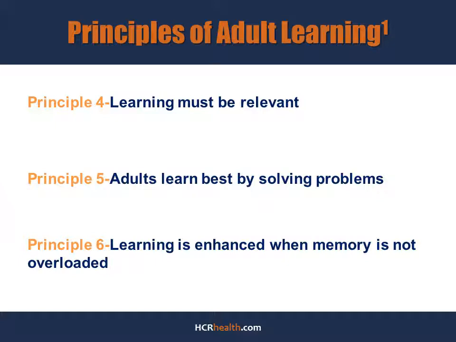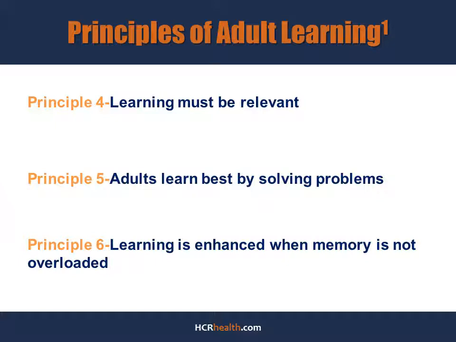Principle 5 is that adults learn best by solving problems. Patients will learn best if they can identify the problem, develop a solution, implement their own identified solution, and evaluate the success of their solution. We should ask questions like, what do you do if your blood sugar drops to 40? What could you do if your blood sugar drops when you're out shopping? These types of questions allow the patient the ability to problem solve and apply what they've learned.